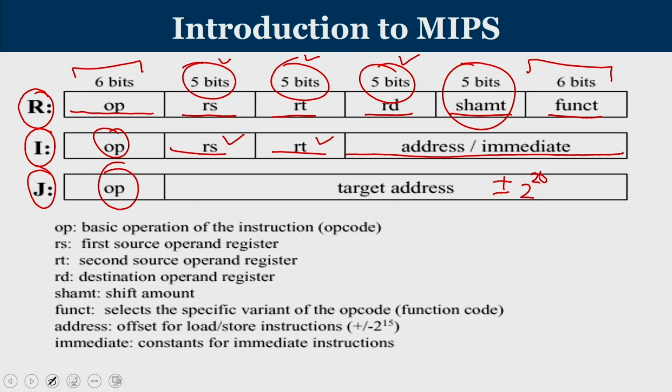So, broadly we have 3 types of instruction: R type, which has 3 register operands; I type, which has 2 register operands and a 16 bit immediate value or an address; and J type, which has a 26 bit relative jumping address and an opcode.